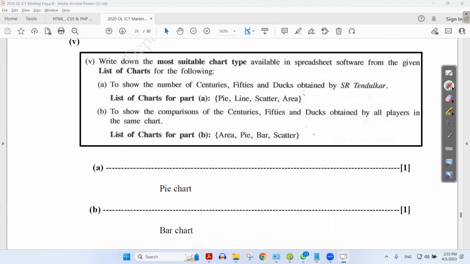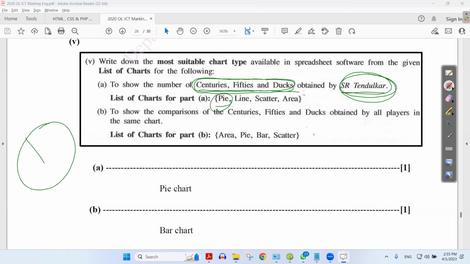Since this is about the centuries, 50s, and ducks of S.R. Tendulkar, it's just some kind of details regarding one particular player. So it's easy for us to go with the pie chart. So the pie chart will be showing how many hundreds, how many 50s, and how many ducks there will be.